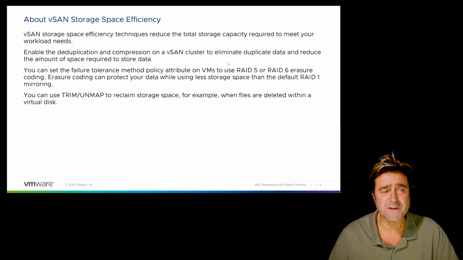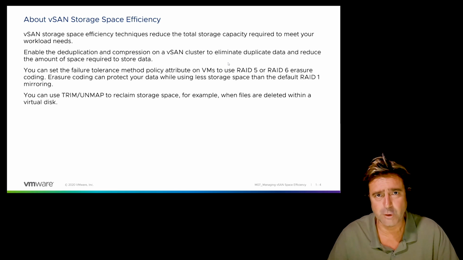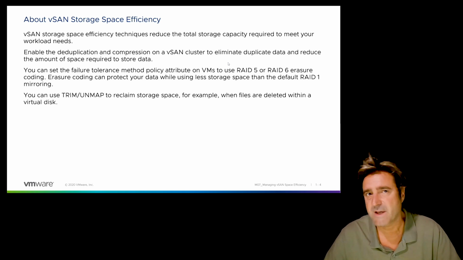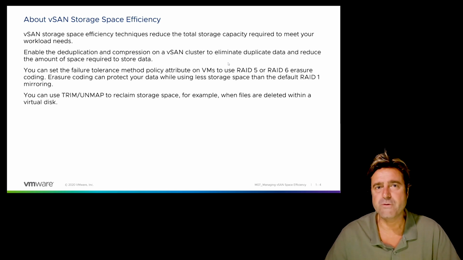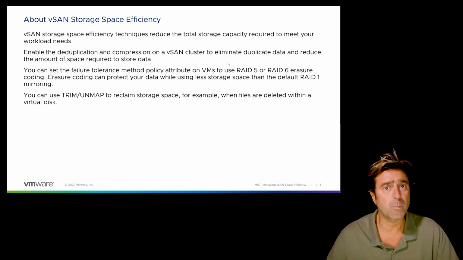Notice the second paragraph says, enable deduplication and compression on a vSAN cluster to eliminate duplicate data and reduce the amount of space required to store data. On the vSphere client, you can very easily see how much space you're saving because of dedupe and compression. And if you take a look, maybe you have a cluster and currently you're using, let's say, two-way mirrors, let's say FTT1, let's say maybe three-way mirrors. Maybe you haven't considered using RAID 5 or RAID 6. Remember, RAID 5 can save you a lot of space compared to a two-way mirror. 33% of the space to be more precise.